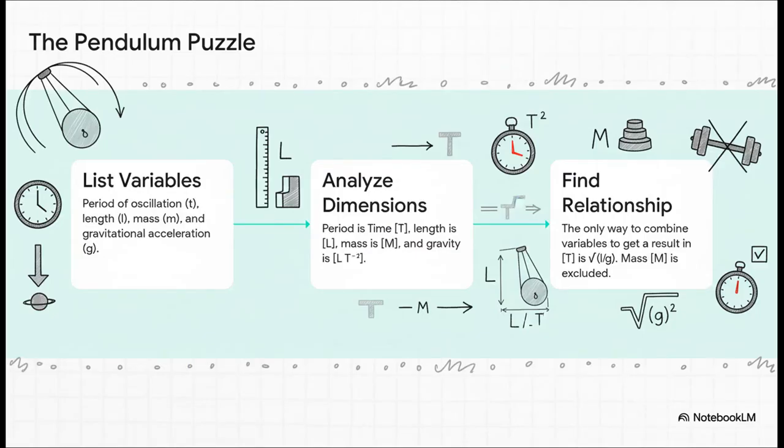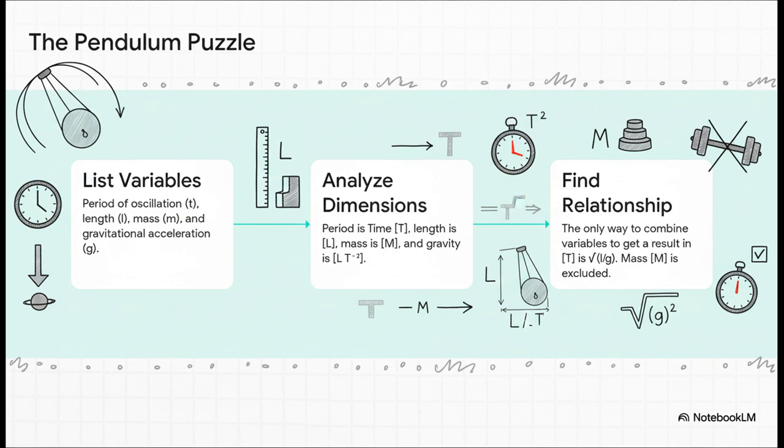Okay, let's take a classic pendulum. What do you think determines its period? How long it takes to swing back and forth. You might guess the length of the string, the mass of the weight, and of course, gravity. So let's look at their fundamental dimensions. The period, well, that's a measure of time. The string's length is obviously length. The weight is mass. And gravity is an acceleration, which has dimensions of length per time squared.